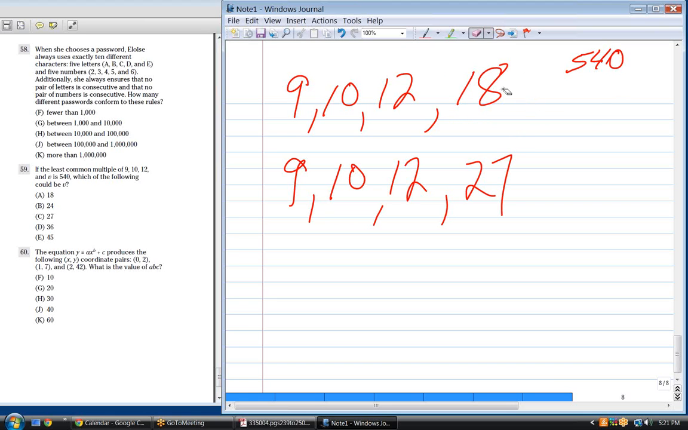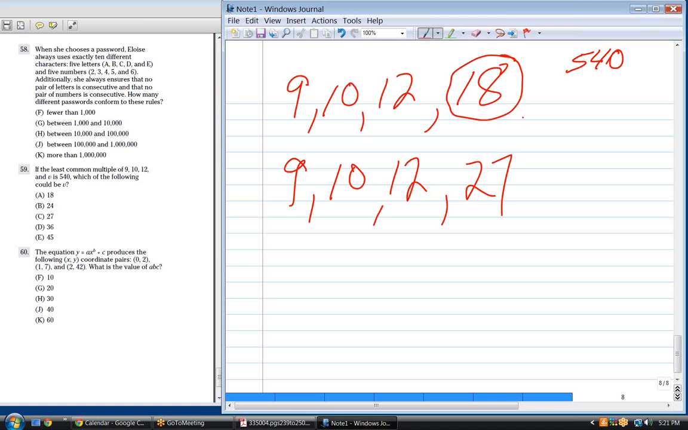In other words, I'm trying to figure out if 18 is the answer, would 540 be the least common multiple? And I'm not sure how to find the least common multiple, to be honest with you. Yes I do. I have to take this number and keep multiplying it until everything is divisible by it. Okay. In other words, it's the same process for finding a least common denominator.